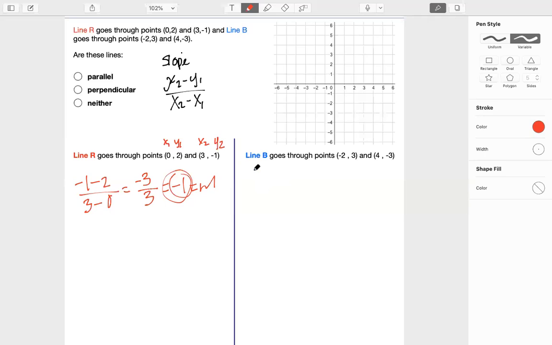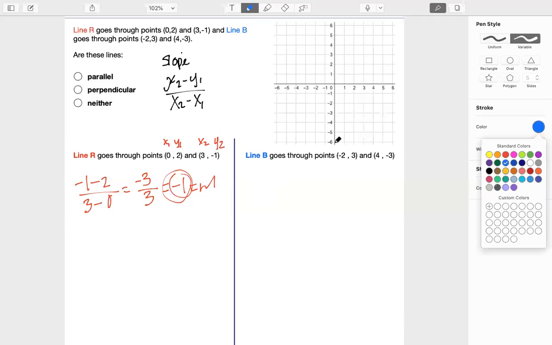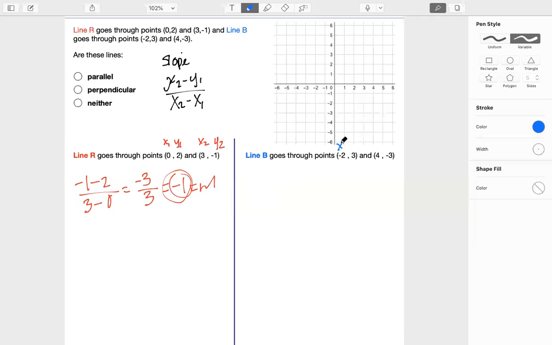On this side, I have line B, which I'm going to color blue so we don't confuse ourselves. I'm going to do the same thing using my slope formula. So this is x1 and y1, and x2 and y2. My apologies for my writing. Let's apply it to the slope formula. My y2 here is -3 minus my y1, which is 3, over 4, which is my value for x2, minus my x1, which is -2.